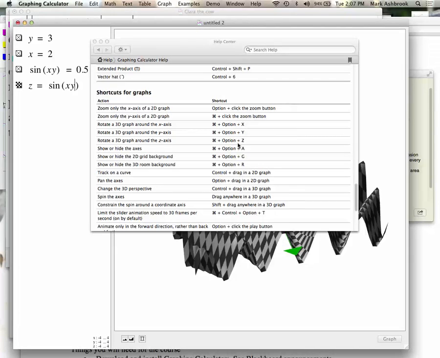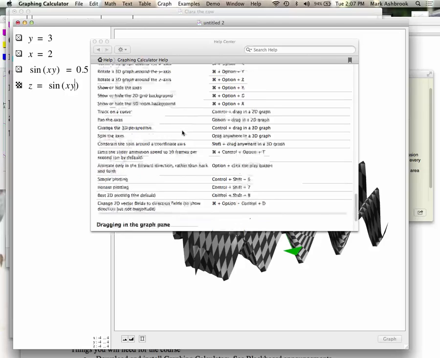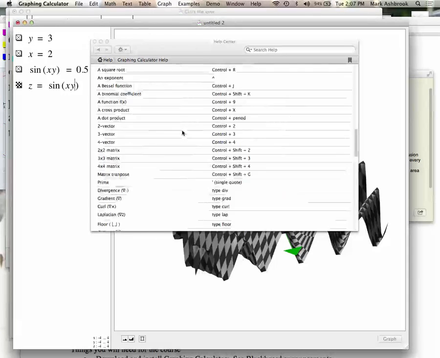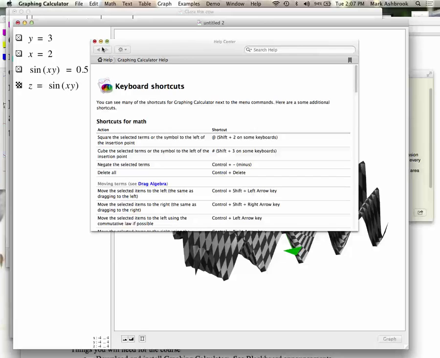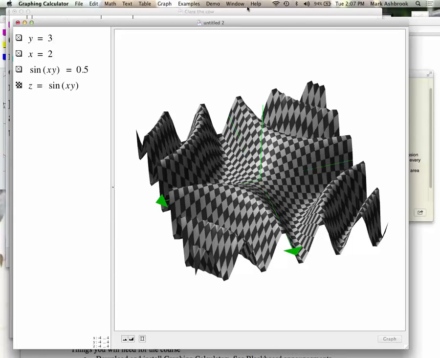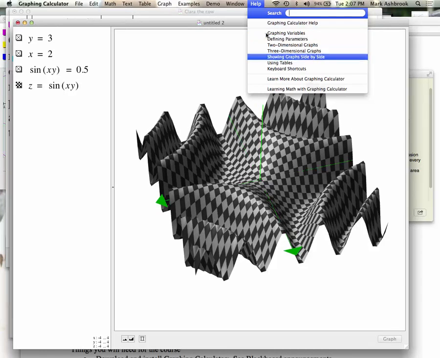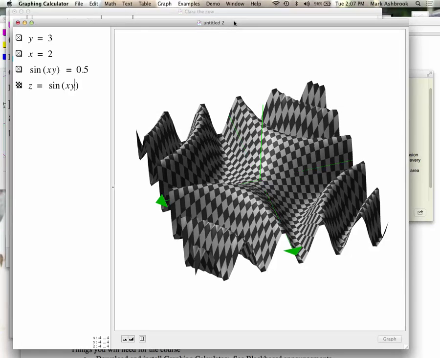And then here's like this Command plus Option Z. Anyway, here are some shortcuts for viewing graphs. You can read through this, but those are really good resources in the Help menu. Graphing variables, keyboard shortcuts. I also posted it in the homework area, maybe I'll post it in its own place.